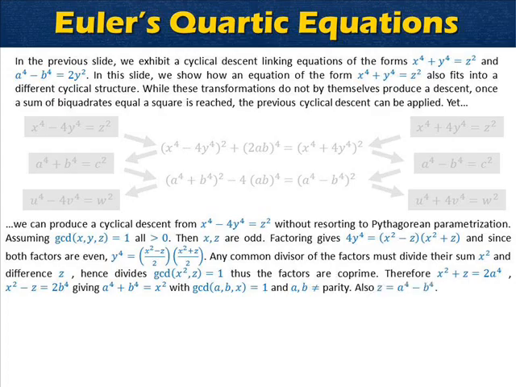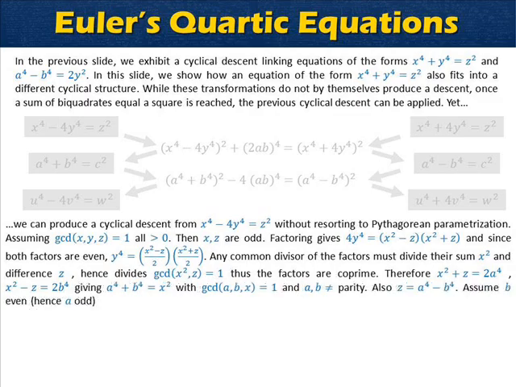Also, z equals a raised to the 4th minus b raised to the 4th, which will be useful when finally applying the descent. Assume b even, hence a odd, and write b as 2 times b sub 1. Then b raised to the 4th equals 16 times b sub 1 raised to the 4th, which factors as x minus a squared times x plus a squared.